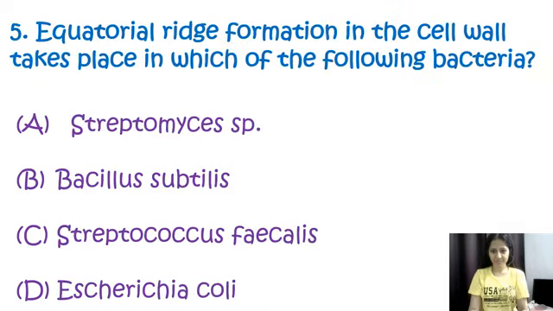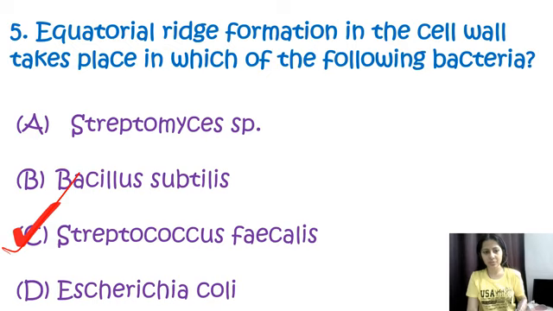Next question. So question number 5. Equatorial ridge formation in the cell wall takes place in which of the following bacteria? So options are Streptomyces species, Bacillus subtilis, Streptococcus faecalis, or Escherichia coli. So over here my correct option is C, that is Streptococcus faecalis. Now what does the term equatorial ridge formation exactly mean?